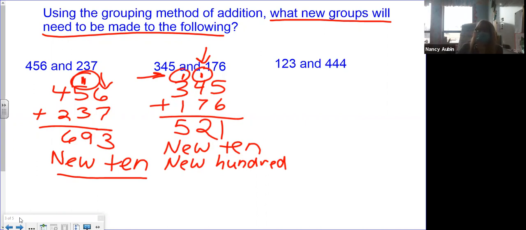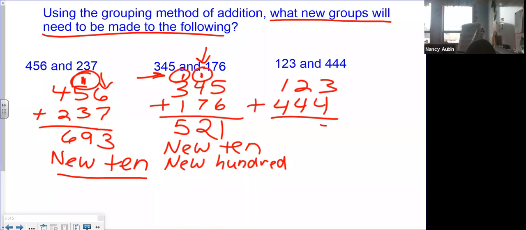Yeah, because all the answers were 9 or less. Less than 9, weren't they? Let's try it. 123 plus 444. What's 3 plus 4? 2 plus 4. 1 plus 4. Did we have anything greater than 9? No. Did we need to make a new 10 or new 100? Yes. Greater than 8. Okay. So no new groups is what you would have said, right? We didn't make any new groups.